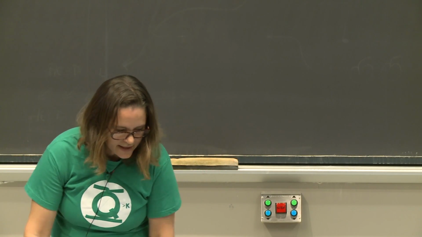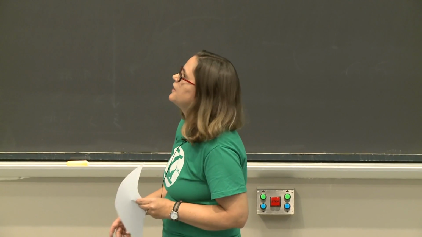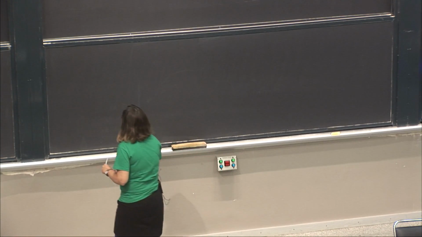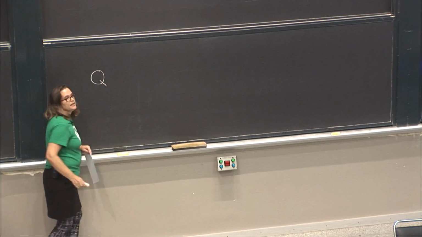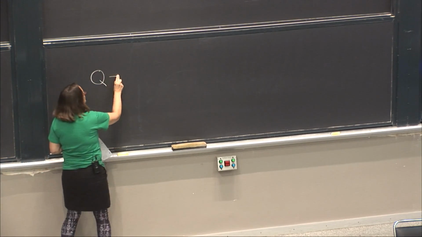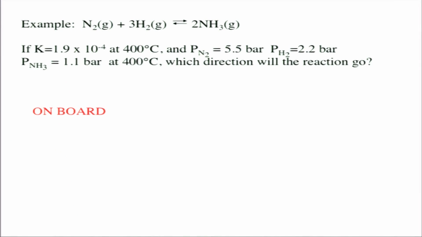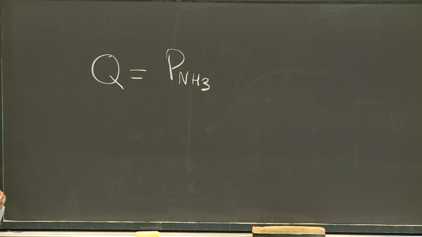Okay, so let's continue doing a little example. We can do a little calculation here on the board for the same reaction. We're given a value of K, and now we're told some partial pressures of these gases and asked which direction the reaction will go. So let's write the expression for Q. So Q, again, is going to be equal to products over reactants. So our product here is NH3. So we're going to be talking about the partial pressure, because it's a gas, of NH3.